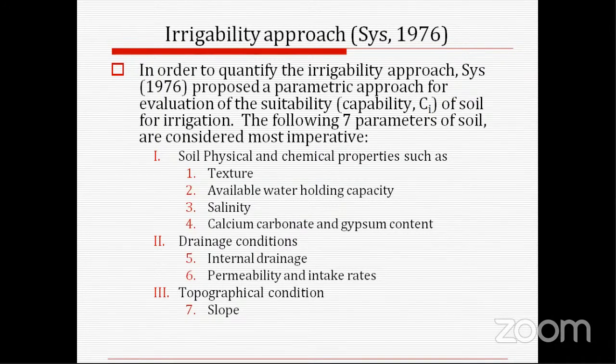To give an irrigability approach, what are those? Soil physical and chemical properties. What has he given? Those properties are texture, availability, water holding capacity, salinity, calcium carbonate, gypsum content.